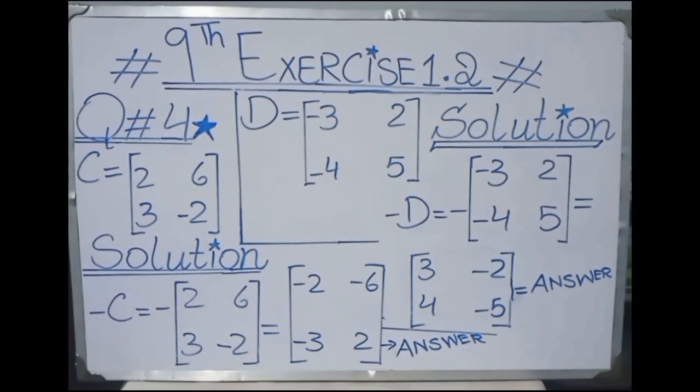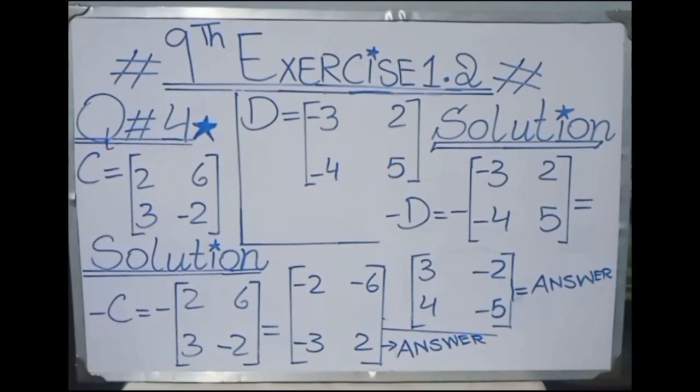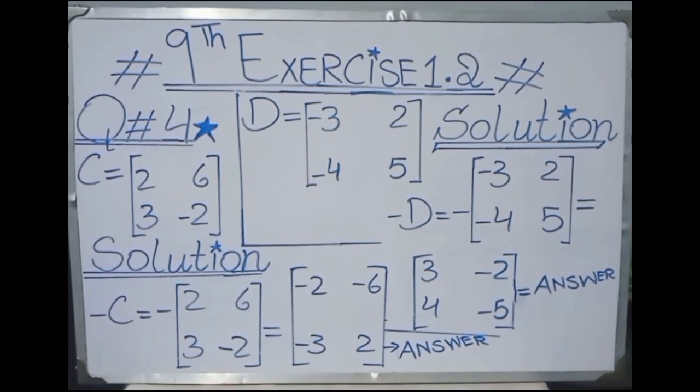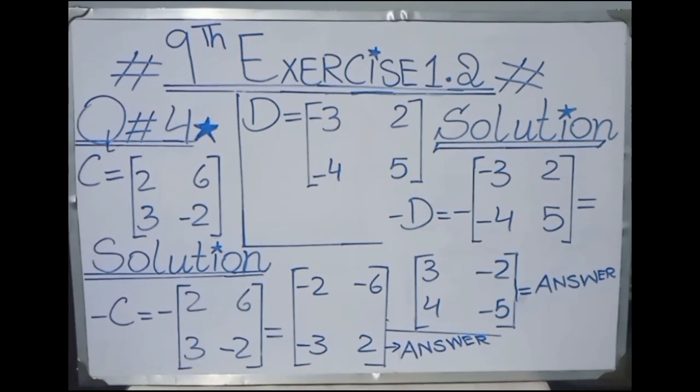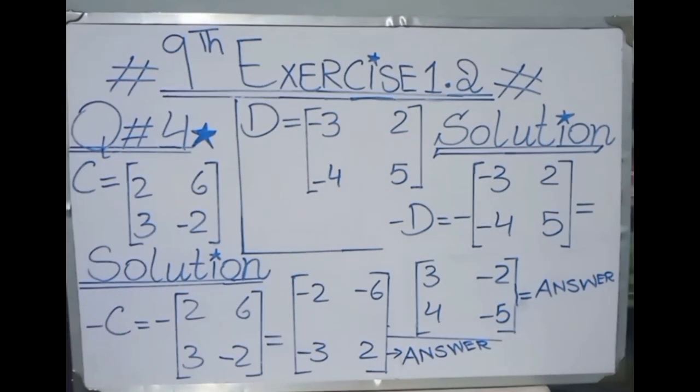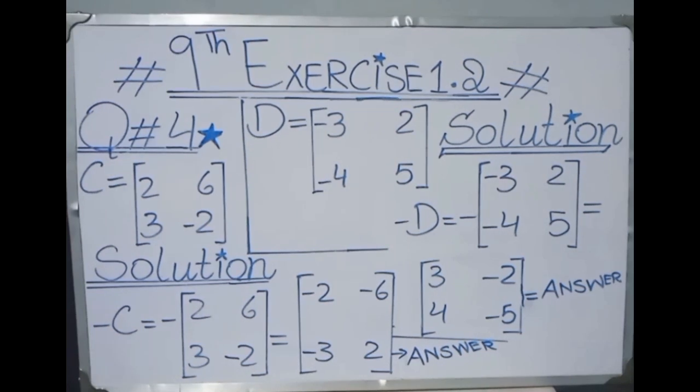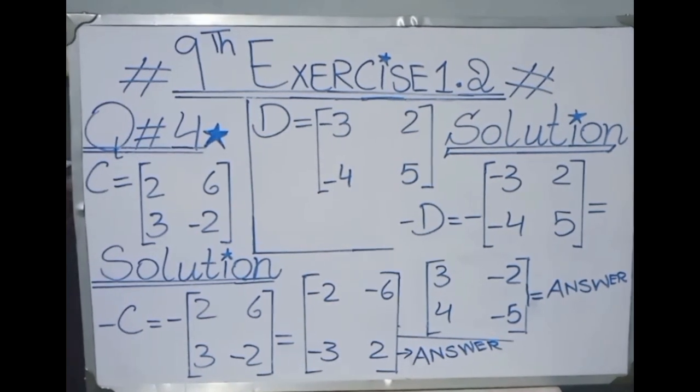And all the things become changed, like positive 2 becomes a negative 2, a positive 6 becomes a negative 6, a positive 3 becomes a negative 3, and a negative 2 becomes a positive 2. And now we will move towards our next part, which is part D.